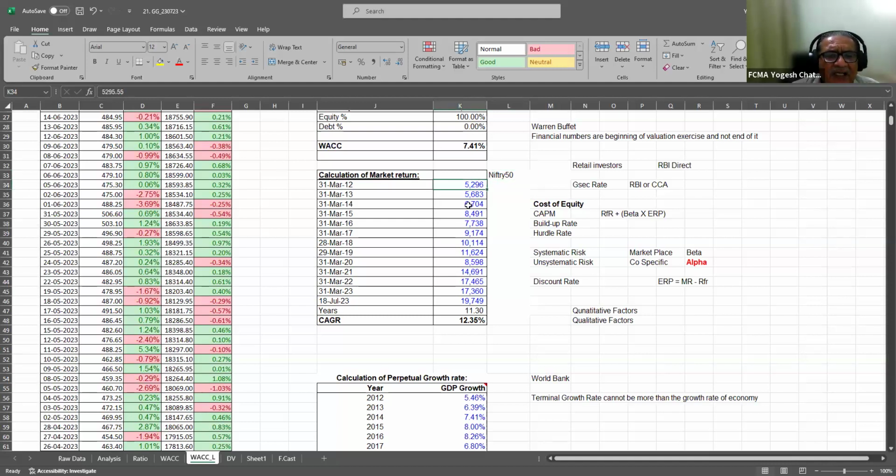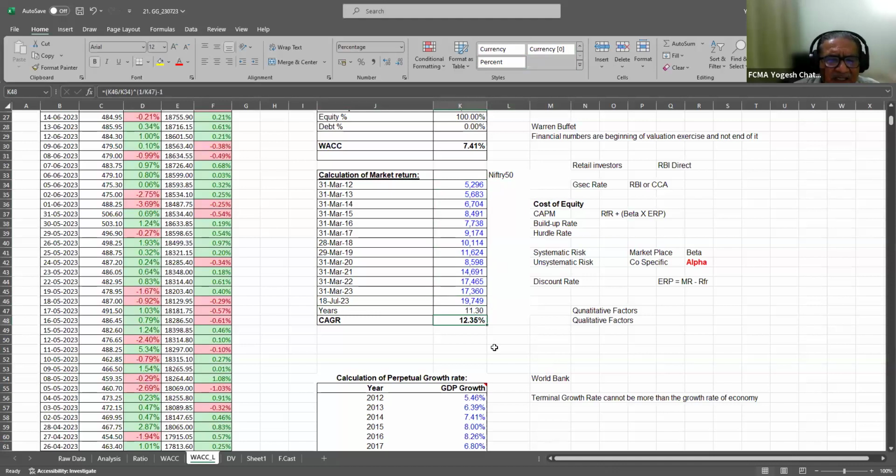So what I have done here, I have taken this Nifty 50 figure from 31st of March 2012 right up to 18th of July. These are the closing index values of Nifty 50. In 2012, it was 5,296, and that has gone up to around 20,000 points on 18th July 2023. Now it is much more than this.